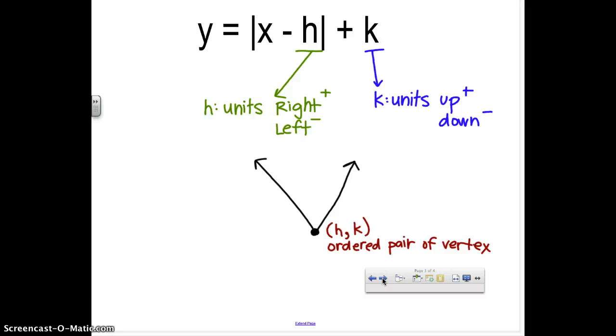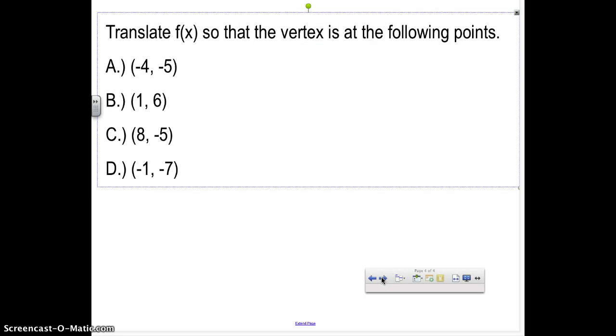And so that's what we're going to practice. We're going to practice translating absolute value equations so that their vertex lives at a particular point. 4 of them for you to try. Translate the function, translate the absolute value of x. That's the function we're talking about here. So that the vertex is at the following point. Now I'll show you the first one, you try the next ones.